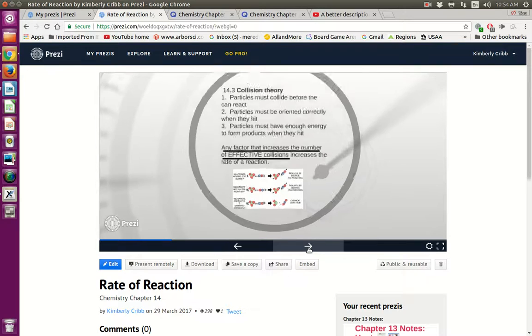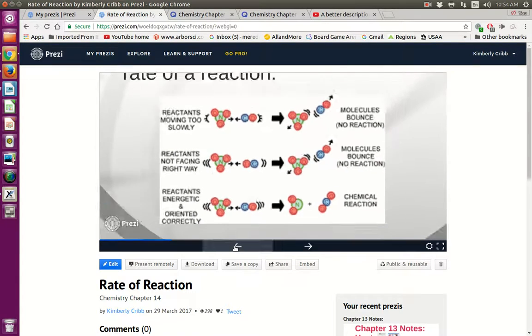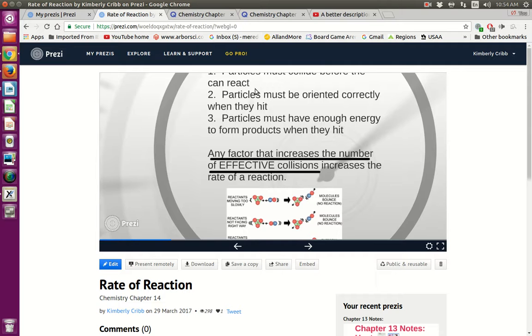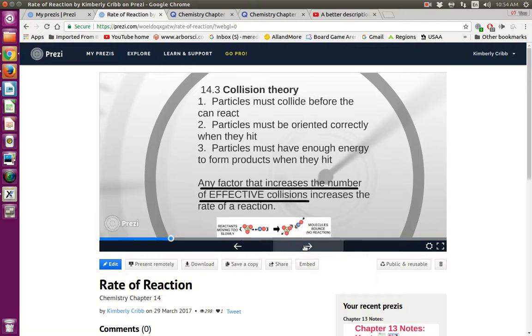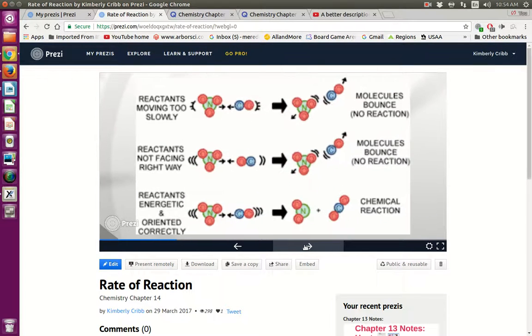So collision theory, I talked to you about this, and the particles must collide, they must hit correctly, and they must have enough energy. And if I was there, I'd show you a little physical thing to do with it. But we're going to look at this picture right down here, and then we're going to pause the video and do a physical demonstration. So here we have two molecules that are going to try to react. All right, so this molecule and this one, they hit each other and they bounce off.